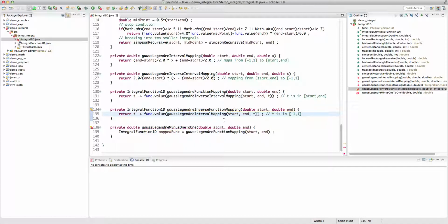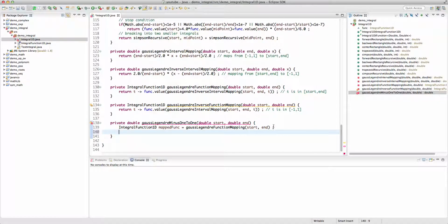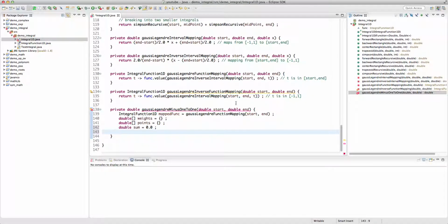And so what we are going to do here is create an integral function 1D, which is our mapped function, and then the next thing is double, these are our weights, and double, these are our points, and then double sum equals 0, and then let's make this public. Gauss-Legendre, let's say 3 points.